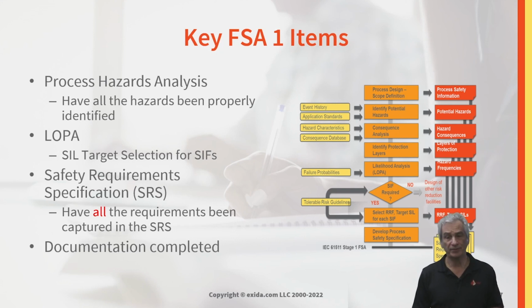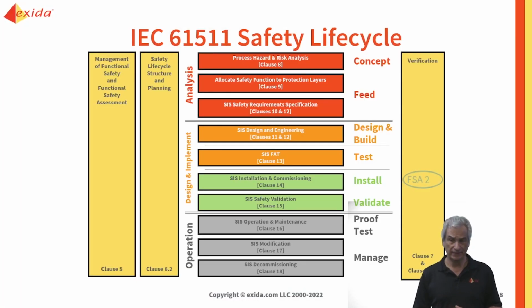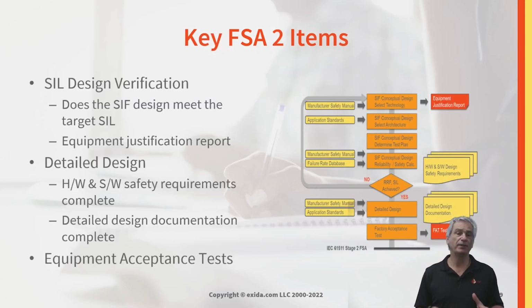So the safety requirement specification, does it capture all the requirements up to this point? And is all the documentation completed? So all of this should be checked at the end of the analysis phase before we go into design. The stage 2 FSA is conducted towards the end of the design phase. And usually it's done as part of the factory acceptance testing.